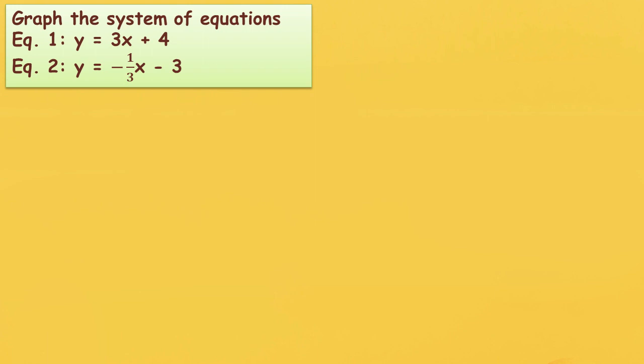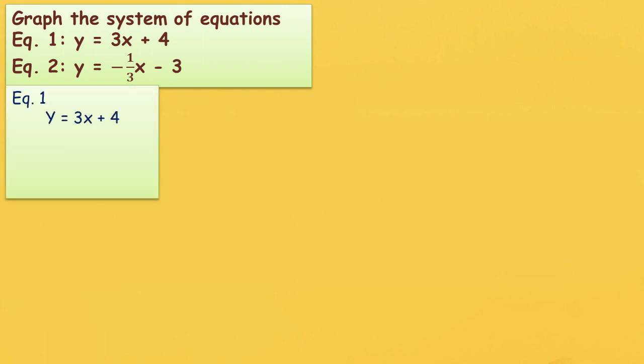Equation 1. Y is equal to 3x plus 4. Equation 2. Y is equal to negative 1/3 x minus 3. Let us have equation 1. Y is equal to 3x plus 4. M is equal to 3. Pero ang hinahanap natin dito is rise over run. So that will be 3 over 1. Hanapin naman natin ang y-intercept. Ang y-intercept ng equation 1 is 4. Ang coordinates nito ay 0, 4.